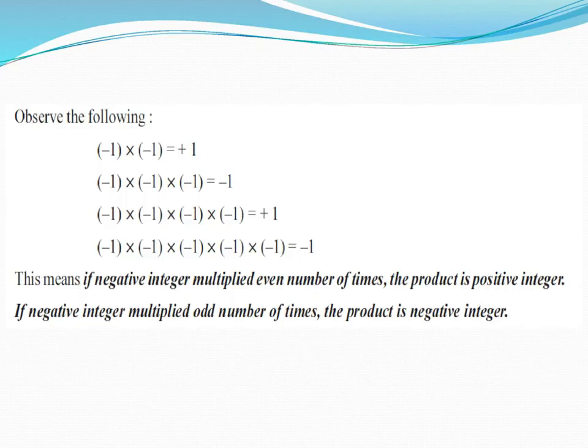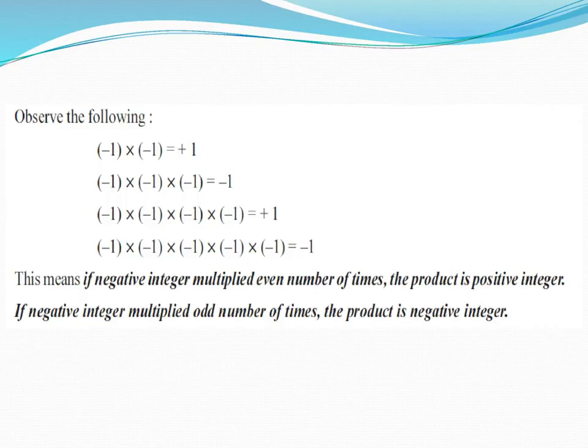Then in the next step, we take four negative integers. What will happen? The product will be positive. In the fourth one, we take 5 negative integers, minus 1 into minus 1 into minus 1 into minus 1 into minus 1. Then the result of the product is negative. This means if negative integers are multiplied an even number of times, the product is positive.